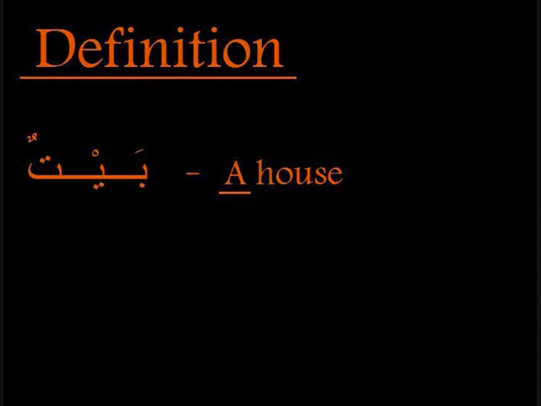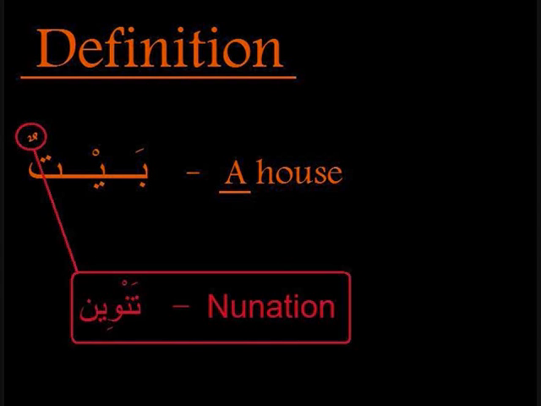Every Arabic word would either be definite or indefinite, i.e. it would mean either the house or a house. So as I said, baytun means a house. Now how did I know that? How did I know that baytun would mean a house? Well, the tanween is the double dhamma that we have on the ta of baytun. Baytun. It gives rise to the un sound at the end.